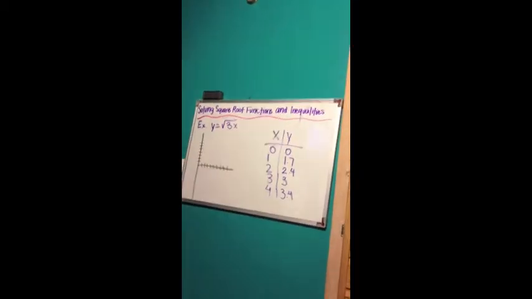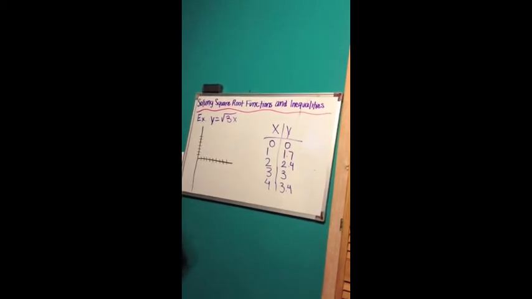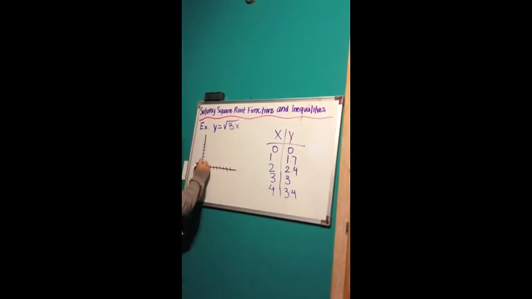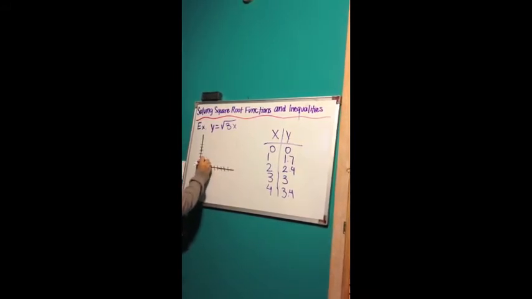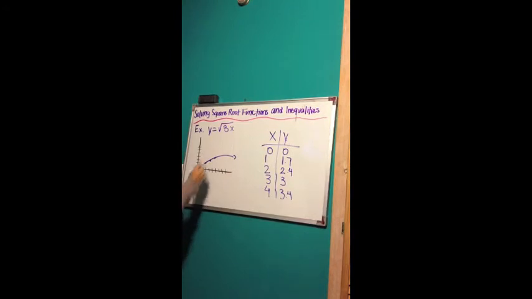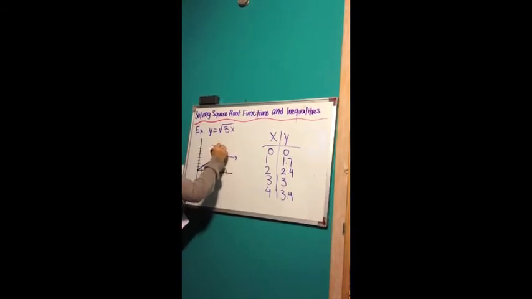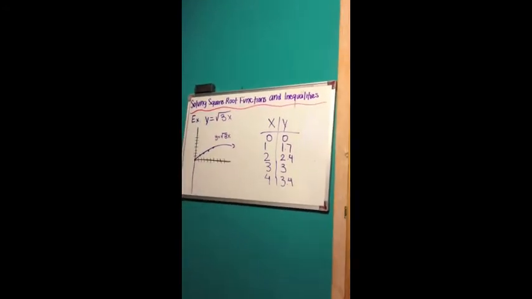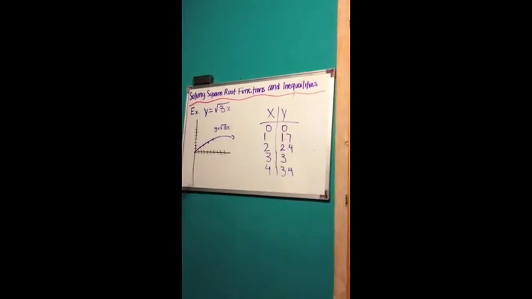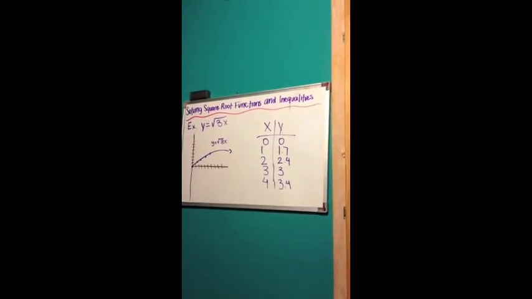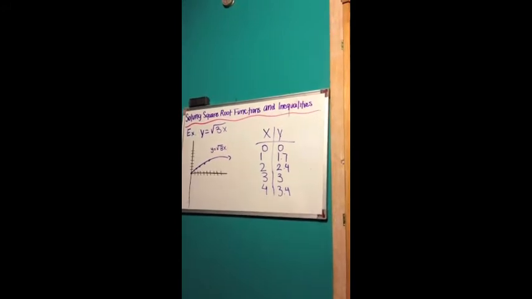Now we are ready to graph. We are going to use our XY data table to graph. On this graph, you can see that y is greater than or equal to 0. So then you know that the range of this function is y is greater than or equal to 0.